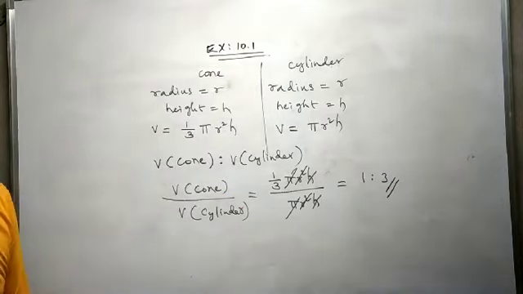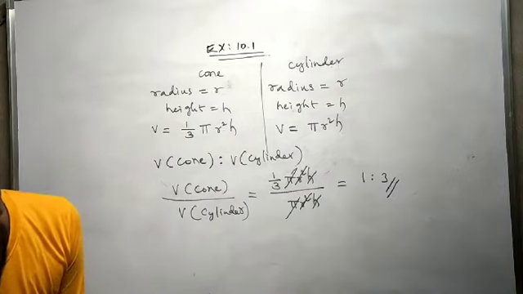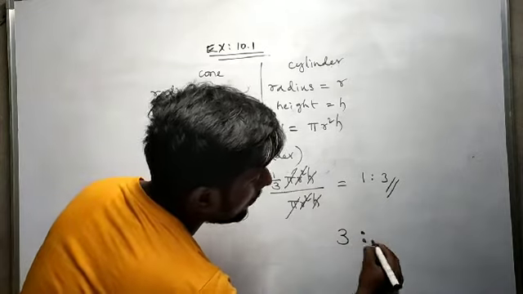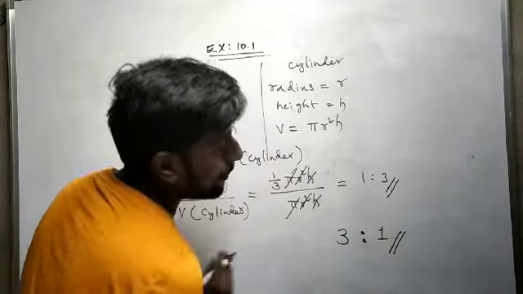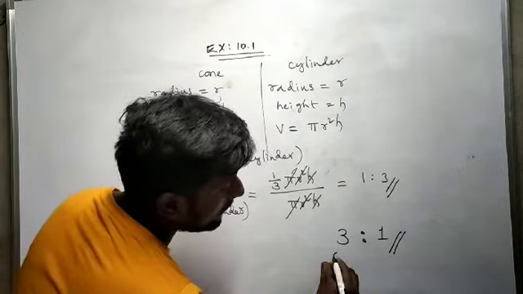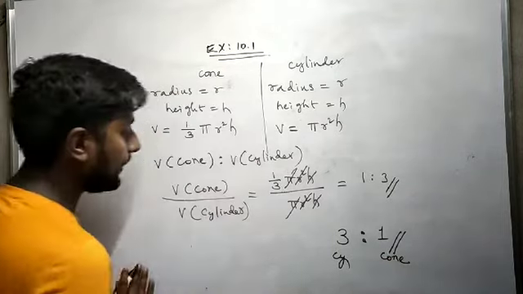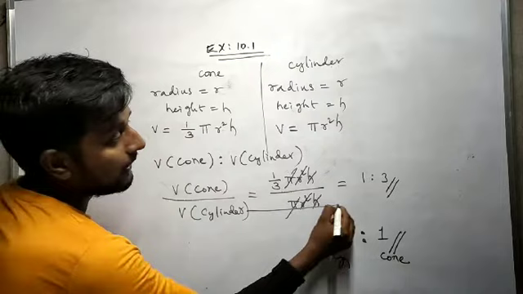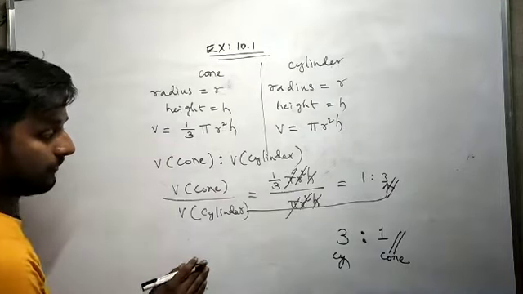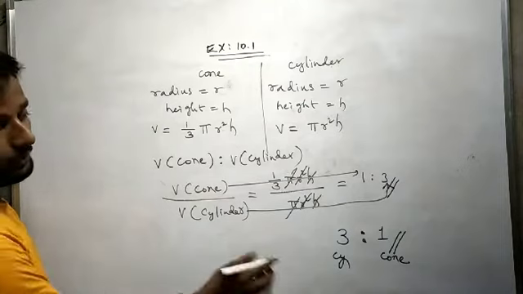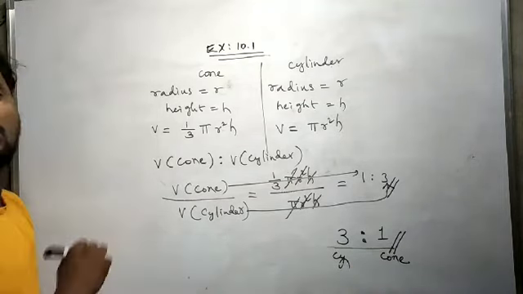Okay. Now look here. He is asking to show that the cylinder to cone ratio is 3:1. So here the 3 belongs to the cylinder and the 1 belongs to the cone. Am I right? Cylinder belongs to 3, the cone belongs to 1. Yes, it is 3:1.